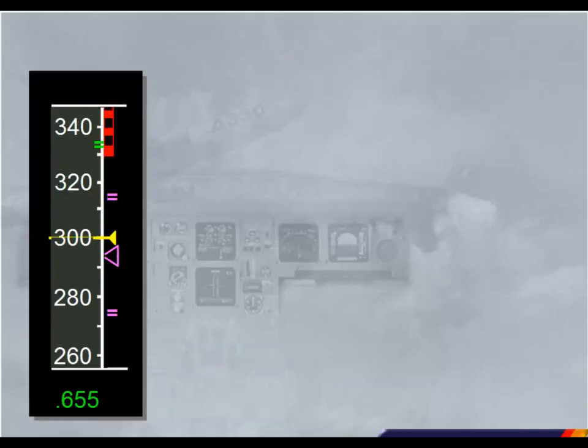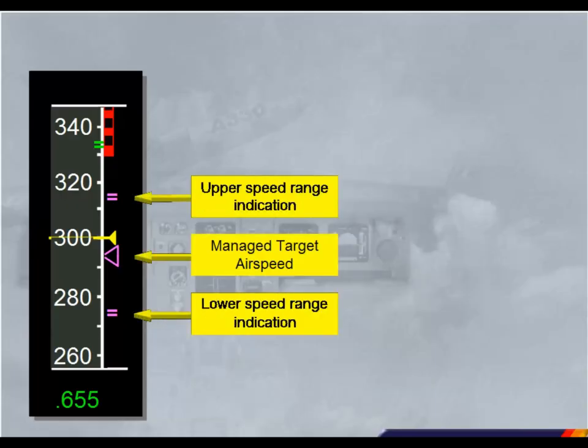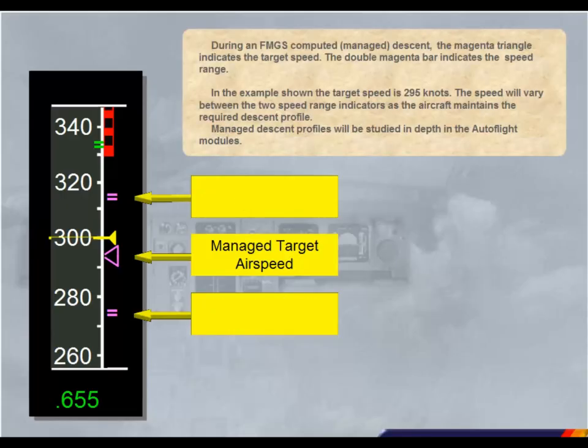During an FMGS computed, managed descent, the magenta triangle indicates the target speed. The double magenta bar indicates the speed range. In the example shown, the target speed is 295 knots. The speed will vary between the two speed range indicators as the aircraft maintains the required descent profile. Managed descent profiles will be studied in depth in the Autoflight modules.